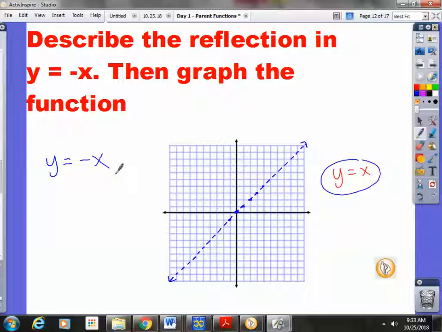So I'm going to reflect this across one of the axes. It doesn't really matter because it's going to be the same graph. If I reflect this across the x-axis, isn't that going to come down here? And this is going to go up here. So it's going to be this line. If I reflect it across the y-axis, isn't this going to go over here? And then this would come over here. It would still be the same shape, wouldn't it? Okay? So take each of your points and just reflect them across the axis.